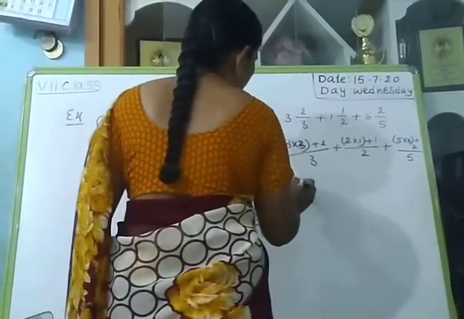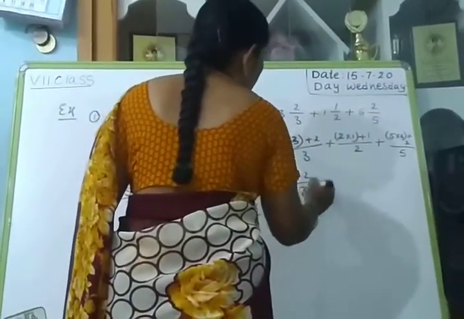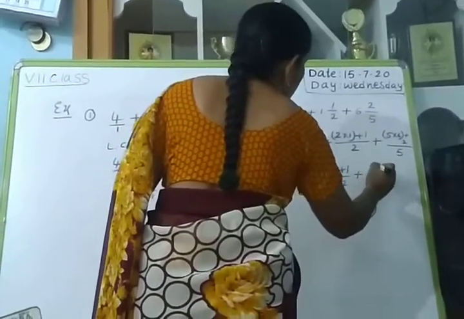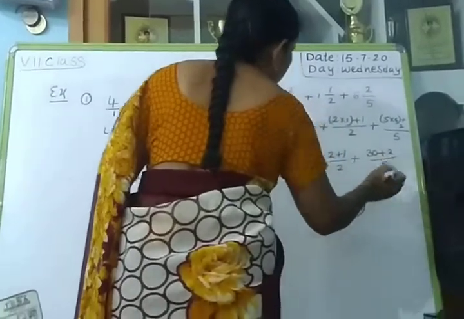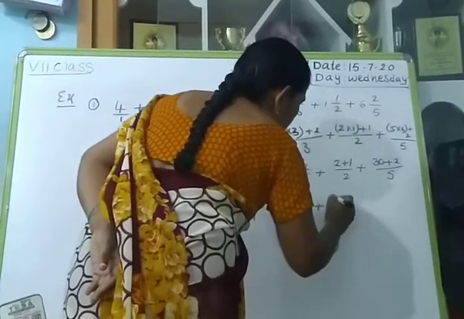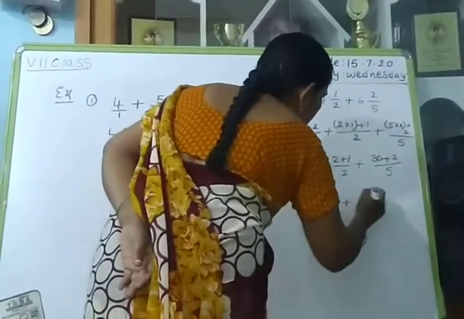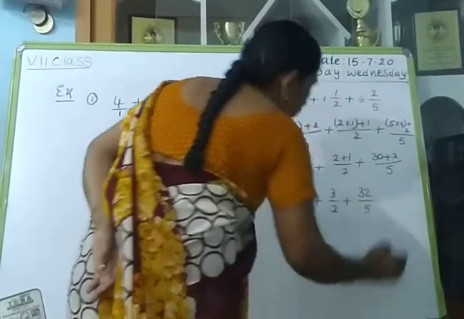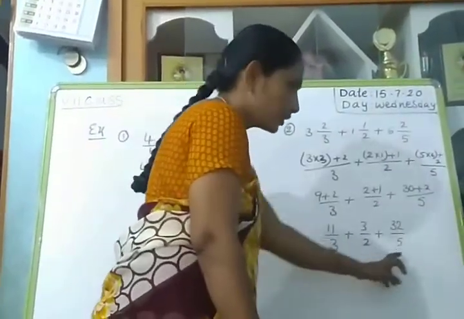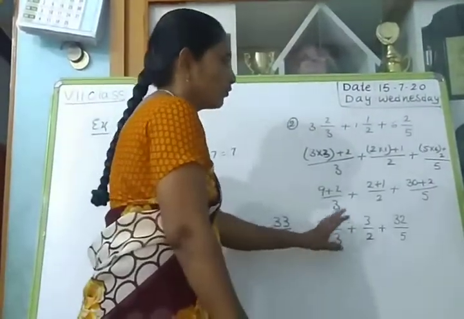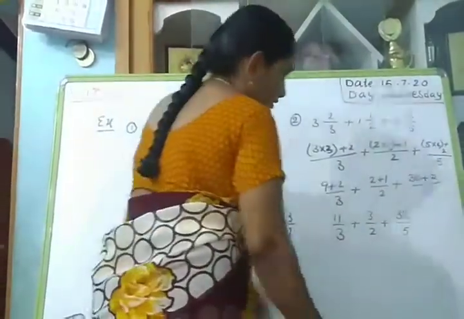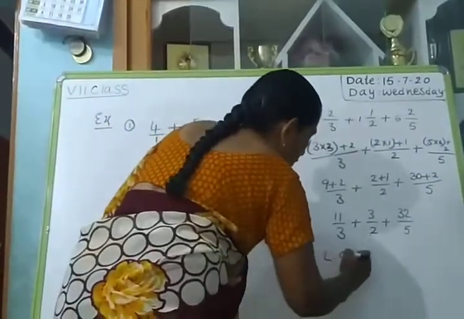3 threes are 9, 9 plus 2 by 3. 2 ones are 2 plus 1 by 2. 5 sixes are 30 plus 2 by 5. 9 plus 2, how much? 11. So 11 by 3 plus 3 by 2 plus 30 plus 2, 32 by 5. To add, we have to take the LCM of the 3 denominators. Otherwise, if you feel it is difficult, first add these two, and after getting the sum you can add the next fraction. You can do it like that also.